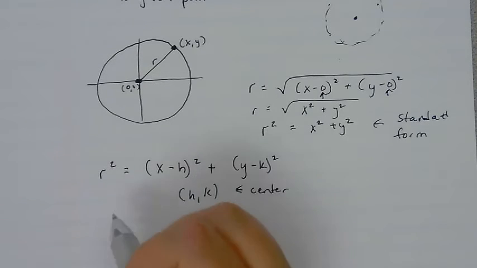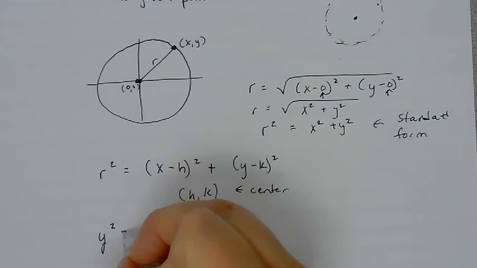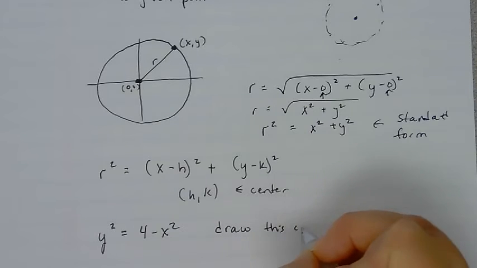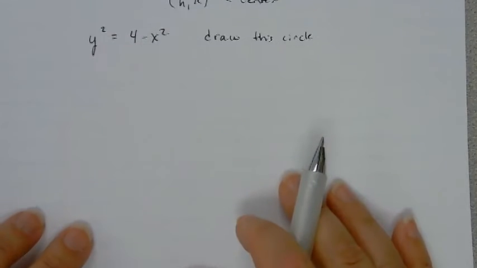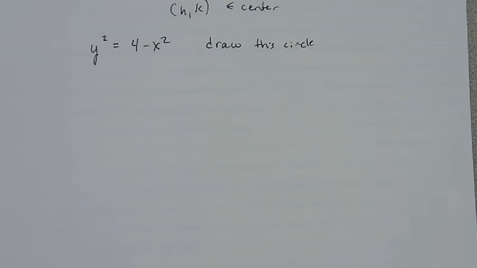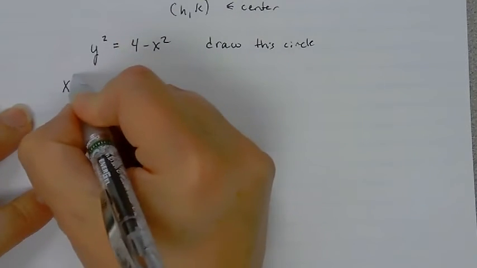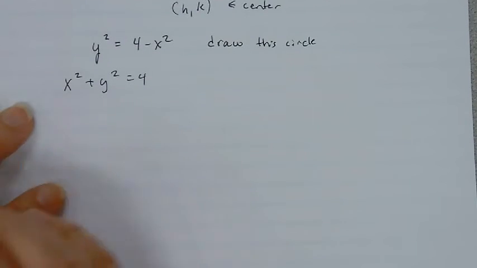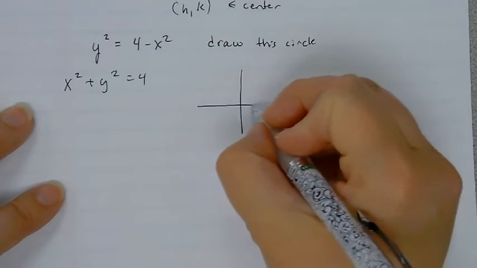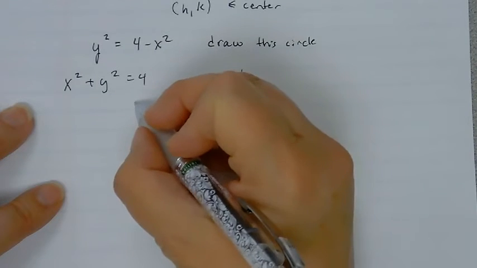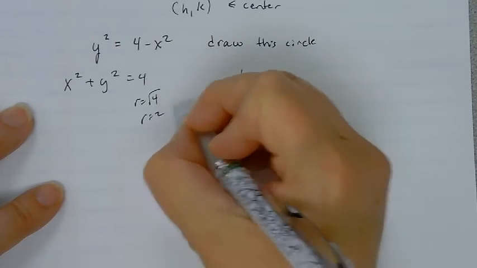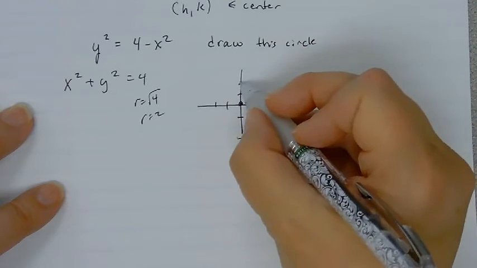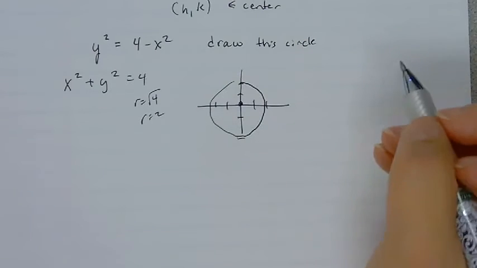Let's say I give you an equation that looks like this, y squared equals 4 minus x squared, and I ask you to draw this circle. So the first thing I would want to do is put it in standard form. So I'm going to move the x squared to the other side. So I have x squared plus y squared equals 4. Since I'm not subtracting any number from x and y, that must mean that the center is at the origin. And the radius is going to be the square root of 4. So the radius is 2. So I would go 2 units out on each side and draw my circle. So it looks something like that.